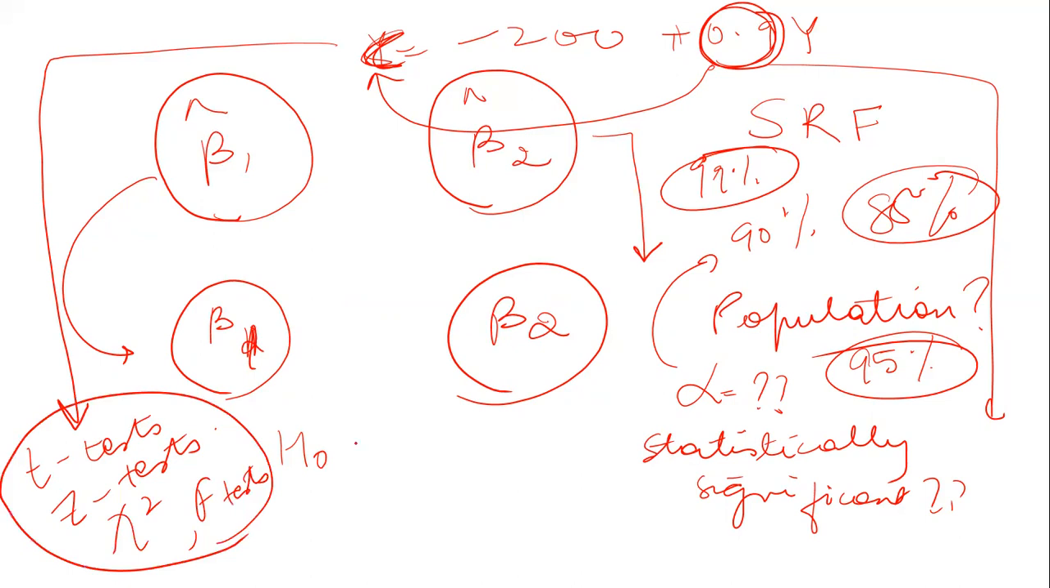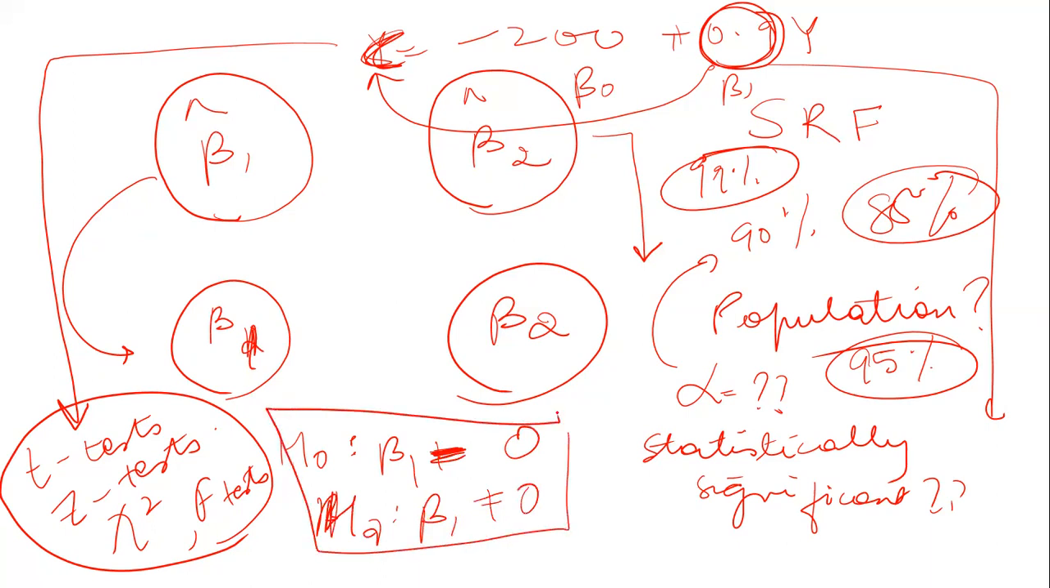So my null hypothesis will be that beta, I'm going to take this as beta naught and I'm going to take this as beta 1. So beta 1 equal to 0, sorry. And my alternative hypothesis is going to be beta 1 not equal to 0. So ideally, what I am doing here is that if I reject my null in favor of the alternative, I am saying that yes, income in fact has an impact on consumption.